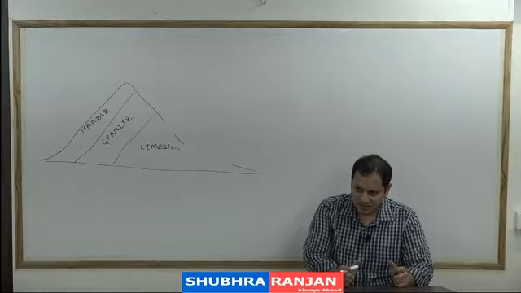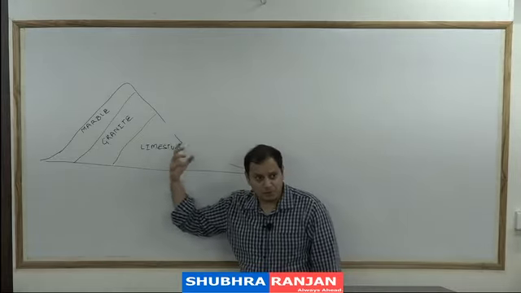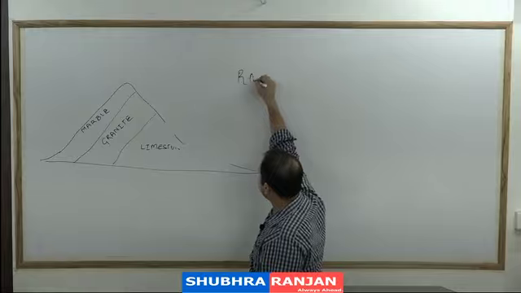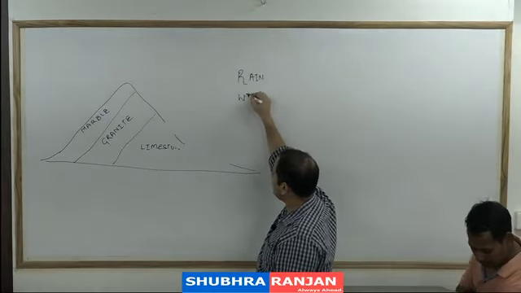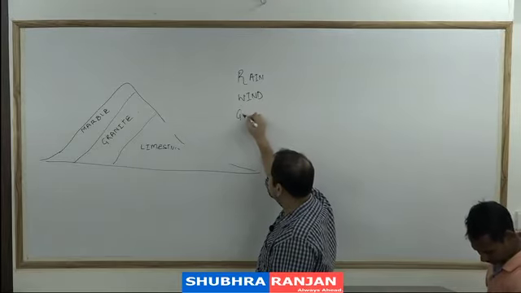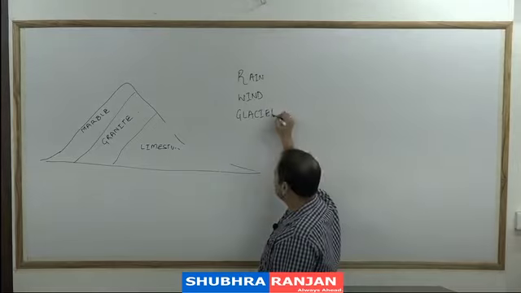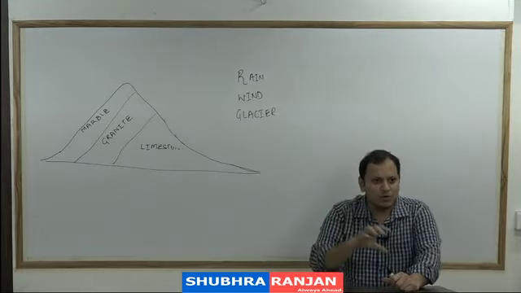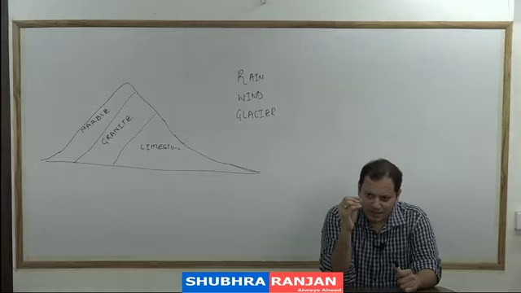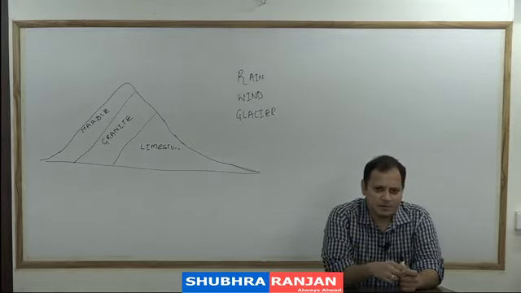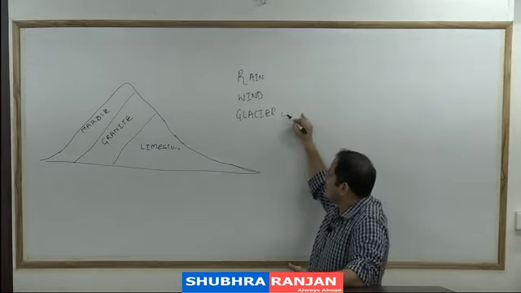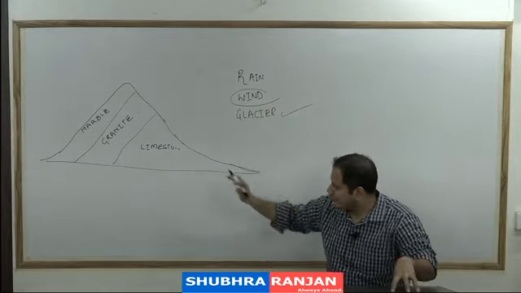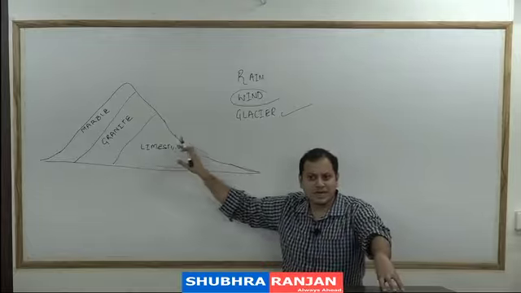In the dry conditions, if the wind is blowing, suppose there are three factors: rainfall is there, wind is there, and glacier is there. If these three are acting on this landform, which will be the most effective and which will be the least effective in eroding a landform? Glacier will be the most effective and the least effective will be winds. Winds will be the least effective. So it again will depend upon the kind of rock.